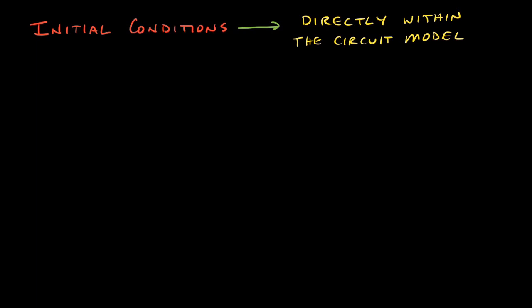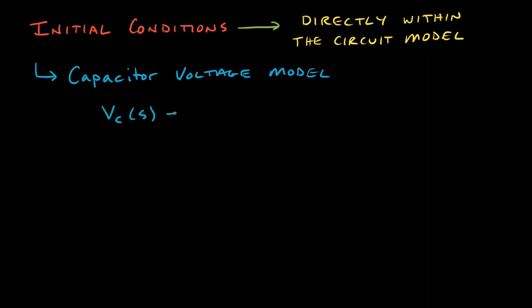And so before we get into that, I want to recall the voltage model for the capacitor that we had initially, right? So we have the capacitor voltage model. Okay, so this is from earlier in our discussion. And if you recall, that was VC of S is equal to 1 over SC onto I of S, and then plus the initial condition voltage divided by S, right?